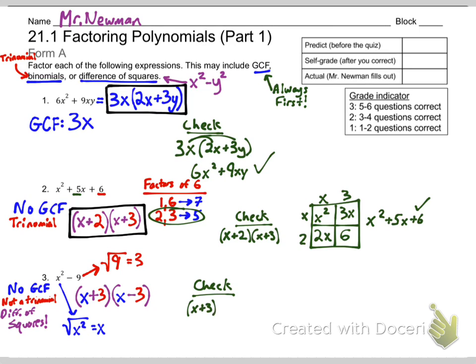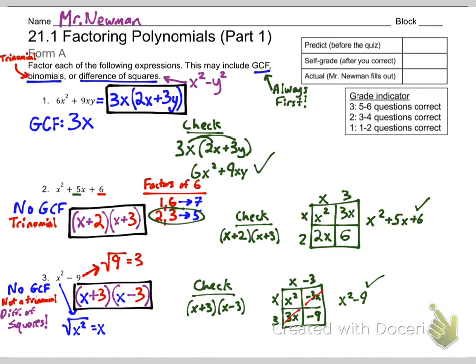Let's check and make sure that's the right answer. So when we multiply it out, notice that negative 3x and positive 3x add up to 0, which is what we wanted because there's no middle term there. And we get x squared minus 9, so this is our answer.